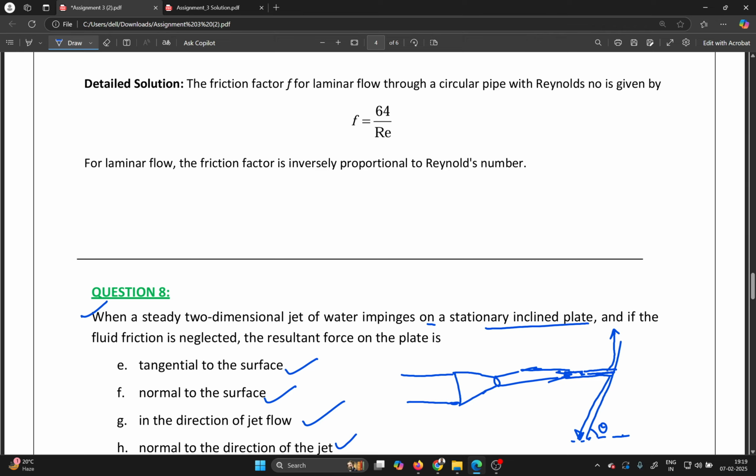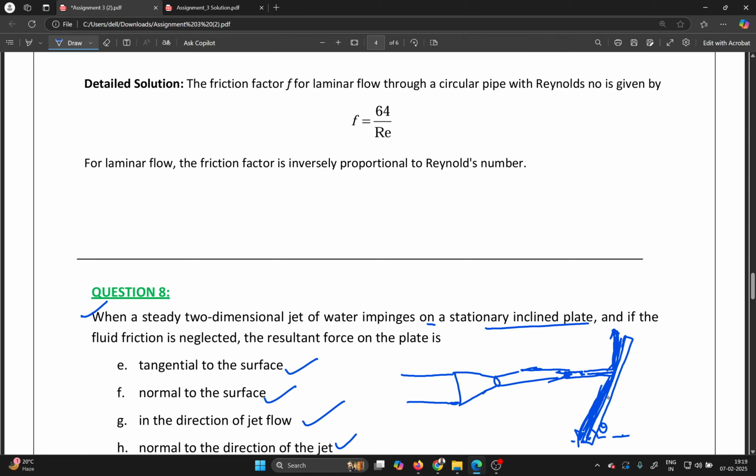Now, if the fluid friction is neglected, that is the friction between your plate and this fluid, you are neglecting that. Water is flowing in this direction and also in this direction, like that. If this is your plate, let us suppose the plate is like that. So the resultant of the force on the plate is what we are talking about.